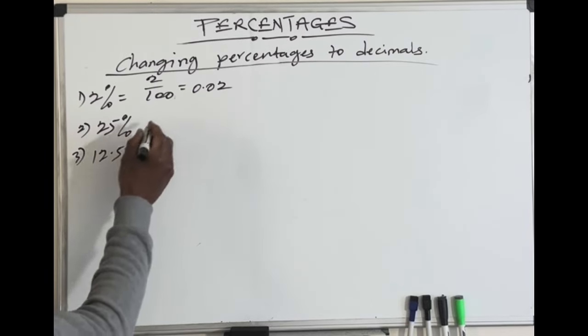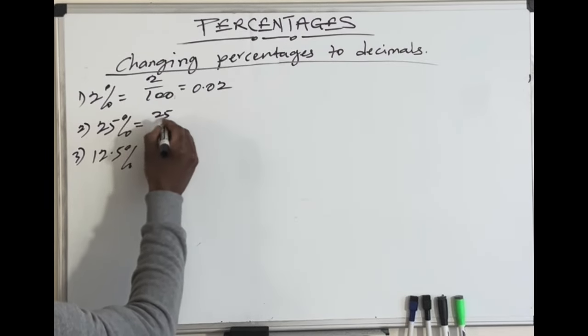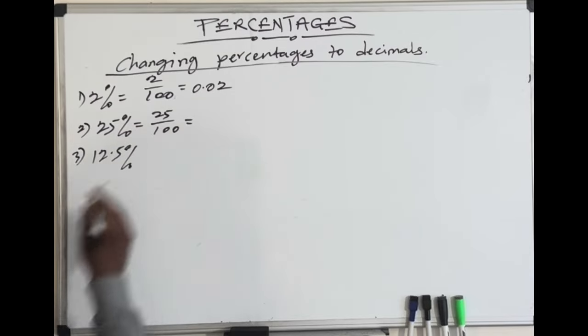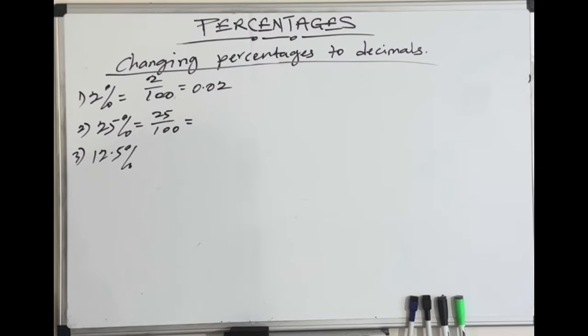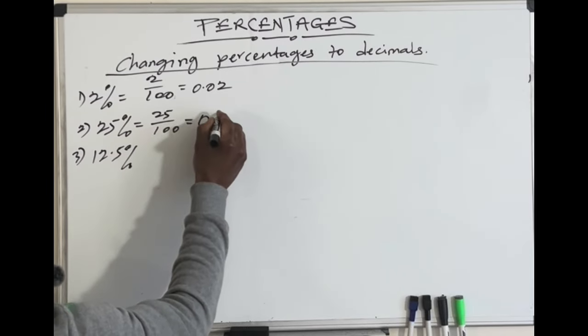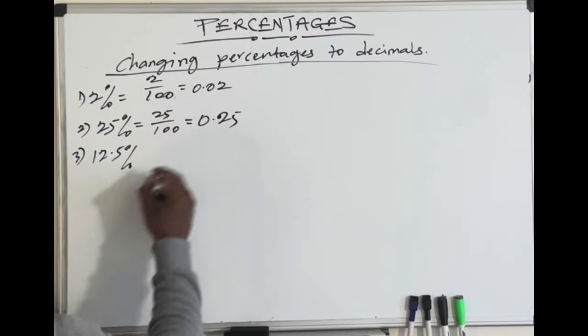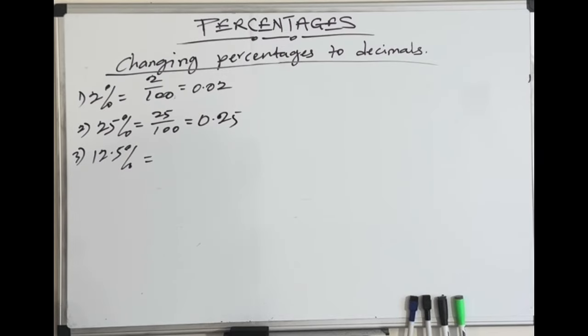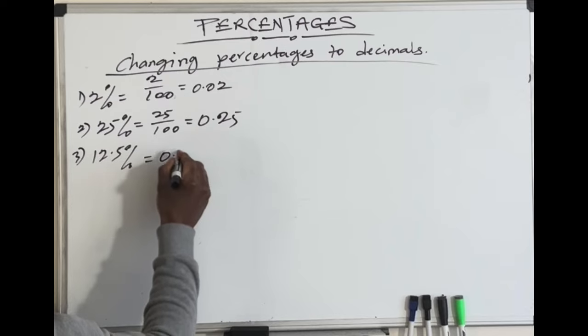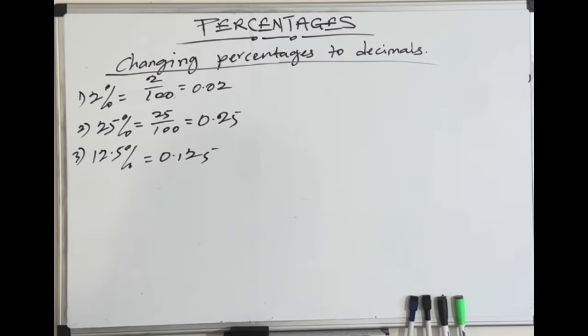The same thing applies to this. 25 over 100, 25 divided by 100, you get 0.25. And then 12.5 divided by 100, you get 0.125. Easy stuff.